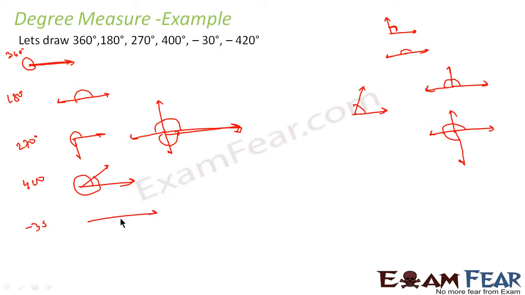Similarly, minus 30. You start with this as the initial side. You start in this direction, 30 degrees. You get this. So this is minus 30 degrees.